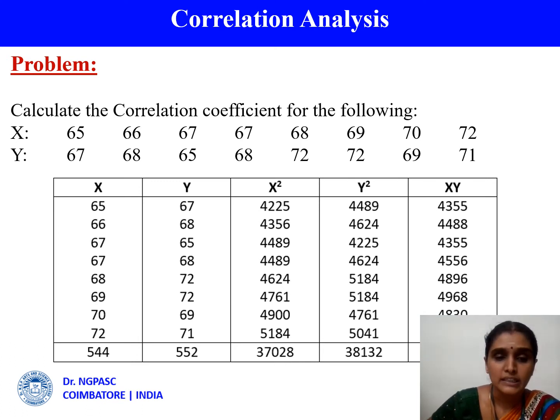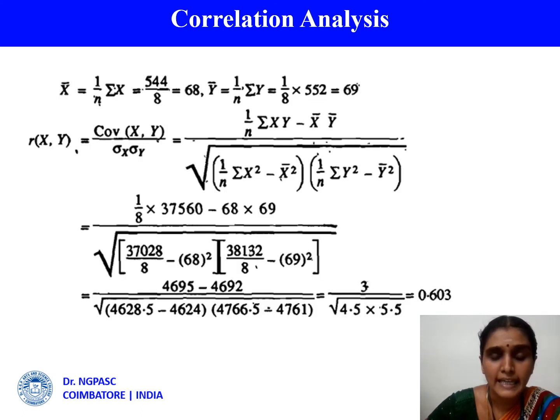So after calculating these 5 columns, you find the summation for all these 5 columns. Then calculate x bar and y bar, which is mean values of the data x and y, using the formula 1 by n into summation x, 1 by n into summation y. After calculating the mean of x and y, substitute the values of summation x, summation y, summation x into y, summation x square and summation y square in the formula of r of x comma y.